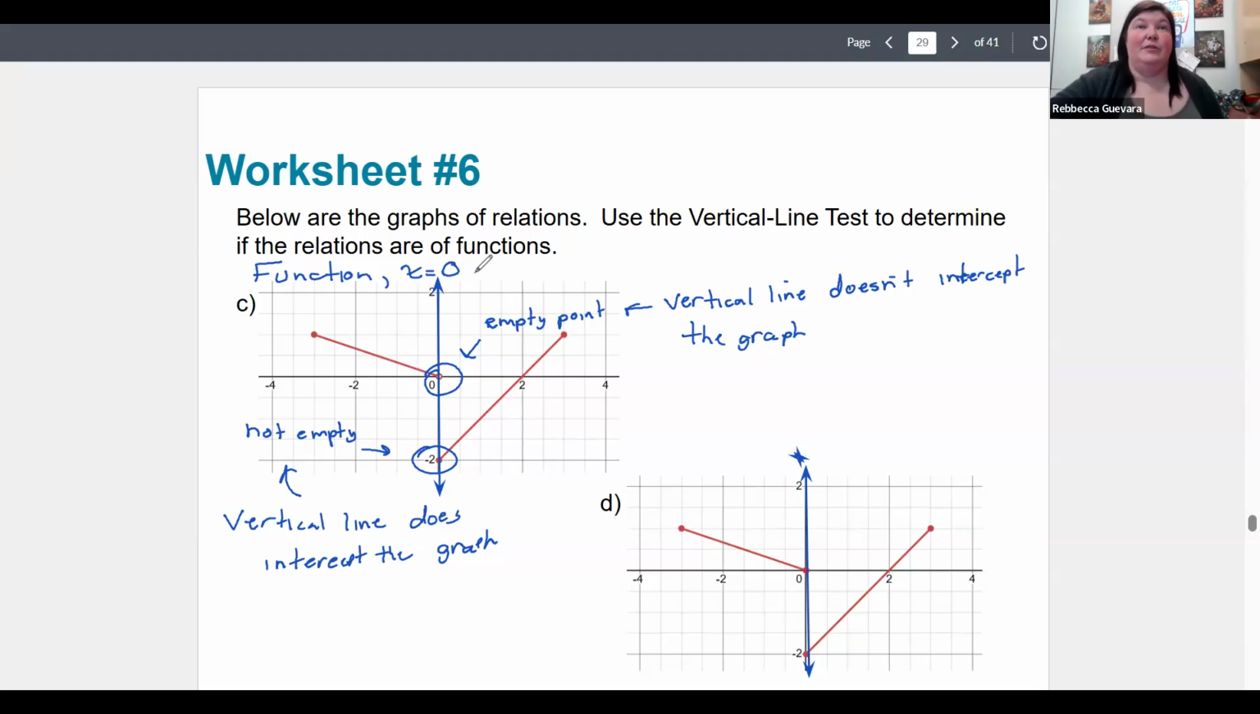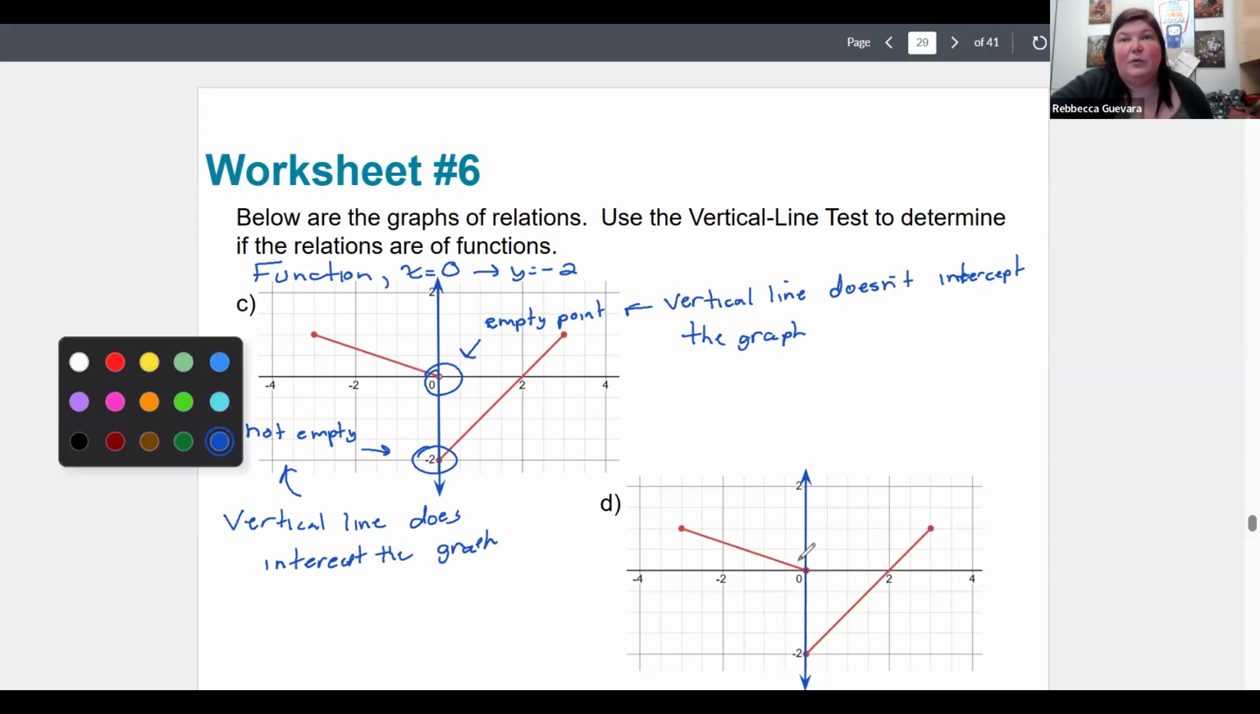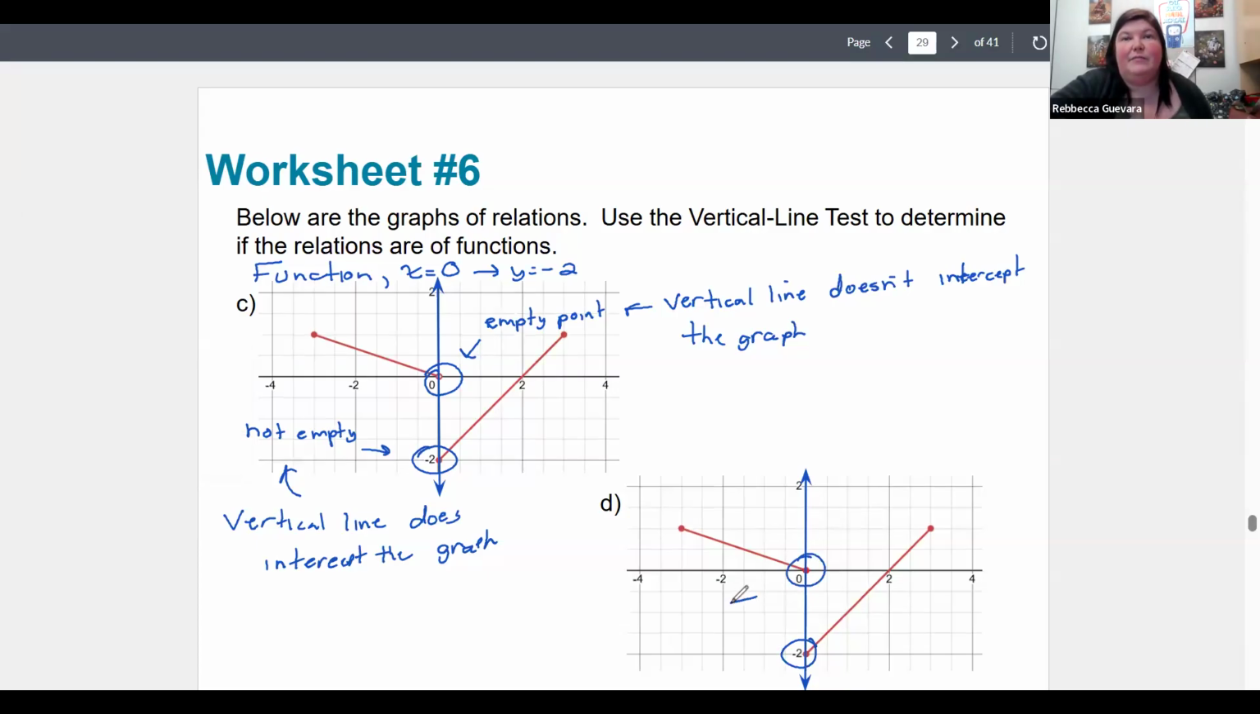x equals 0 only takes me to y equals -2. That's the only place it maps to. Down here's a little different. So let me fix that a little bit. I have a glitching problem here. We see here, we intercept here and here.